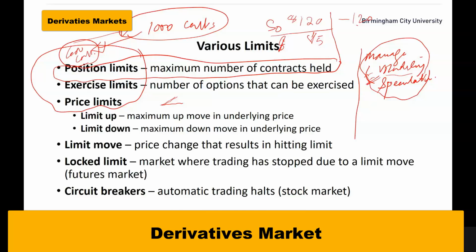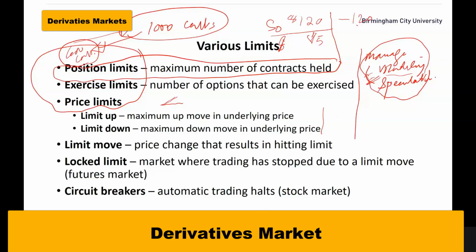and the limit down is the maximum down move in the price of the contract that can happen in a single day. And as I said, there are examples in that article, so I would recommend you go and read that article also. It gives you examples from both the financial instruments perspective as well as commodities. Then there is the limit move.